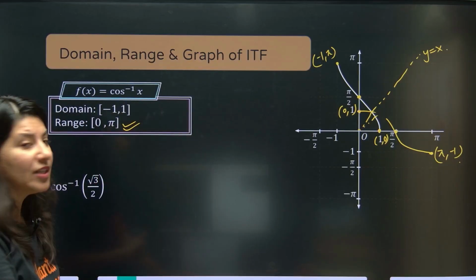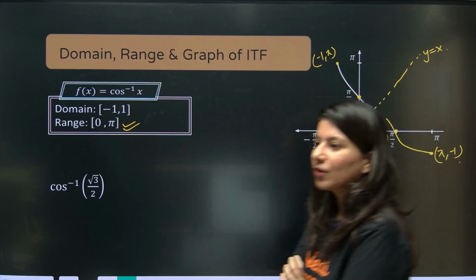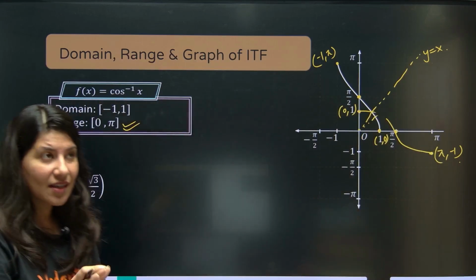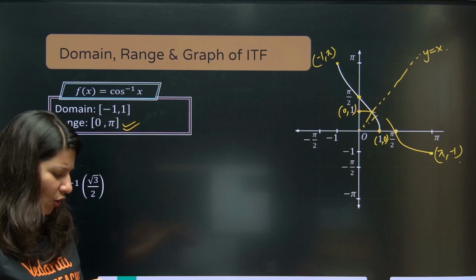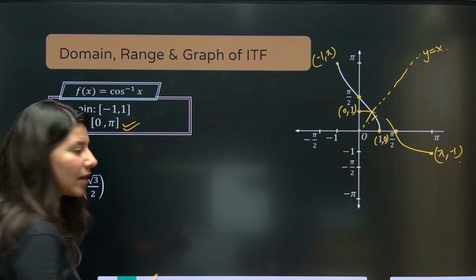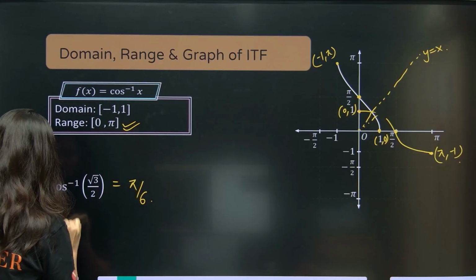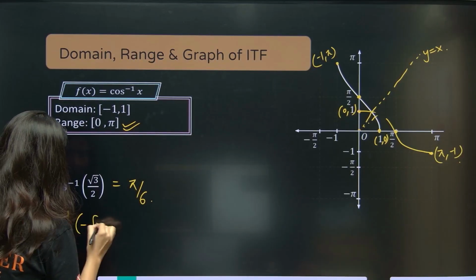Now cos inverse root 3 by 2. Understand this very nicely, very easy. Just tell me, when does cos theta become root 3 by 2? Root 3 by 2 is 30 degrees, pi by 6. Okay. Now tell me cos inverse minus root 3 by 2.